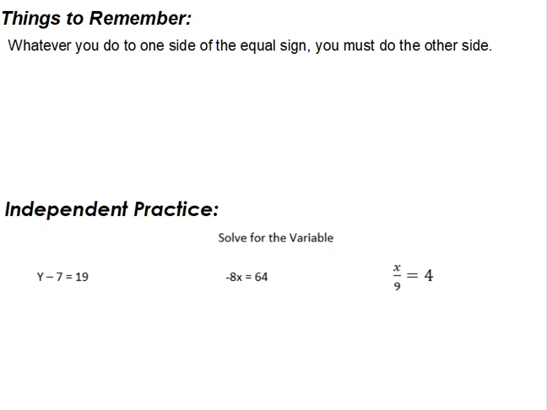And then we have three independent practice problems for you to solve. So please solve all three. Take your time, show your steps, and then we'll go over all of this the next time I see you guys.